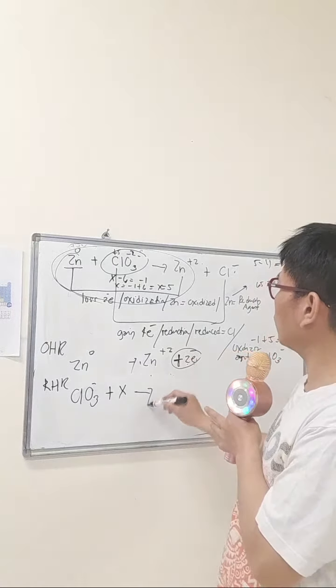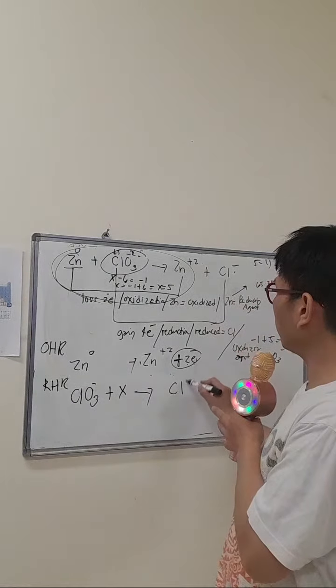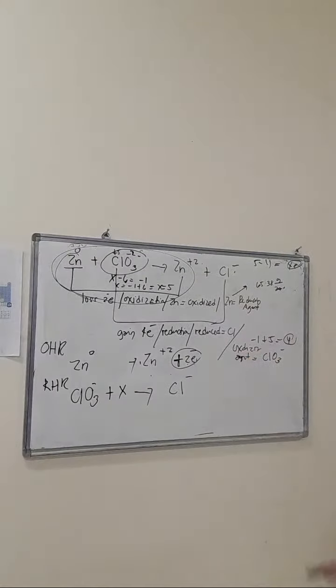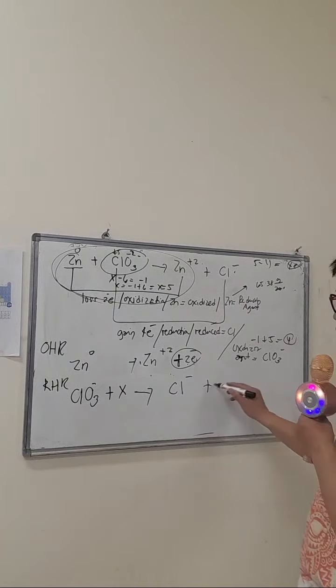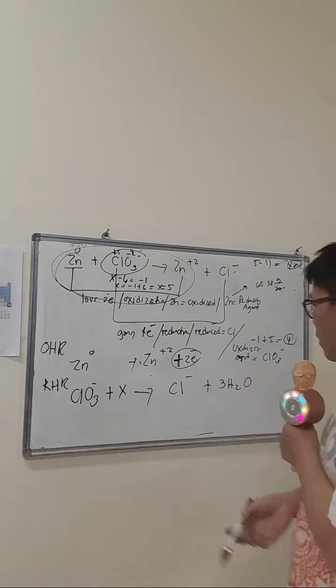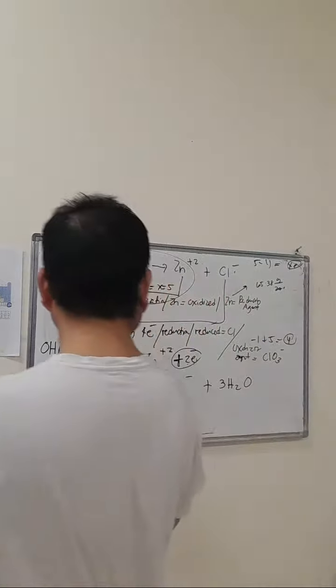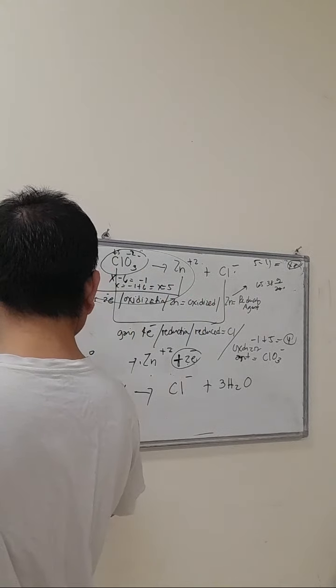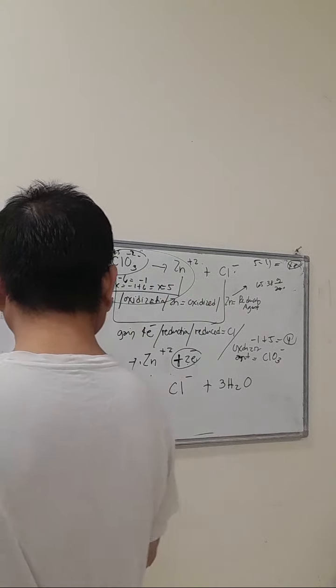Is equal to the chloride, negative. Balance the atoms first. Balance the chlorine. Of course, there are 3 oxygen, and you have no oxygen on the right now. Then put 3 moles of water, as the rule in acidic solution, water and H. 3 moles of water, and you need 6H. Okay, balanced.